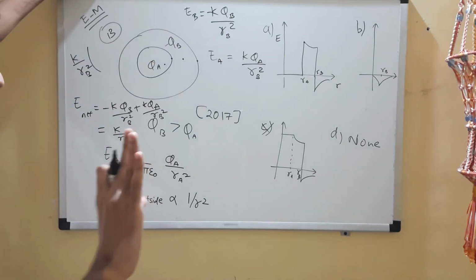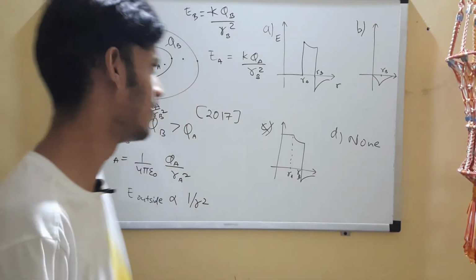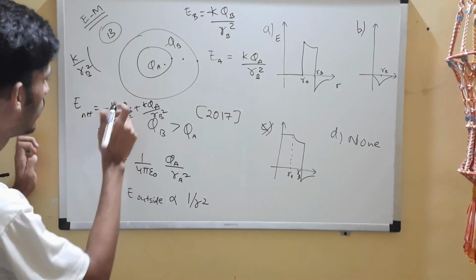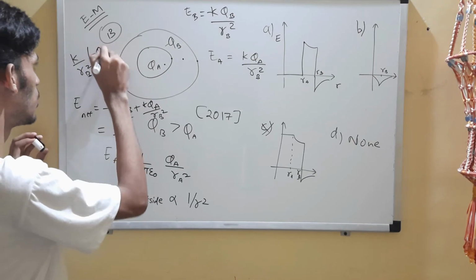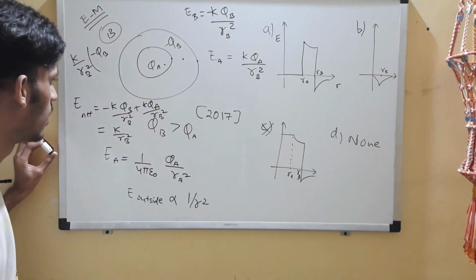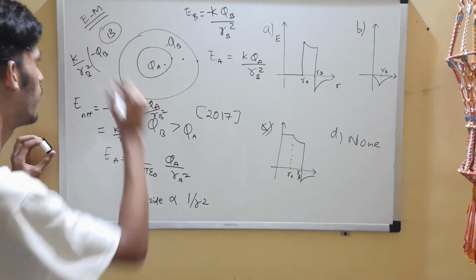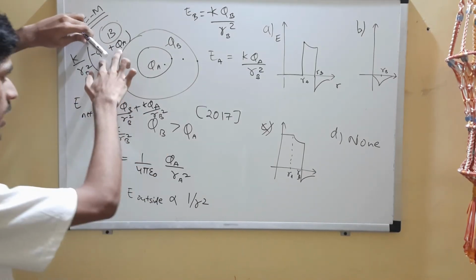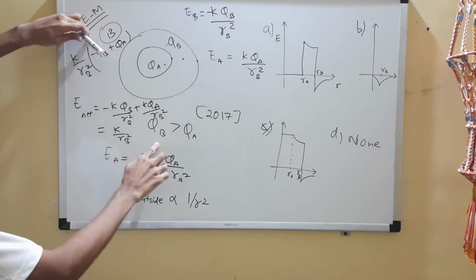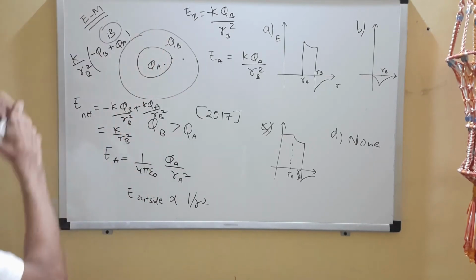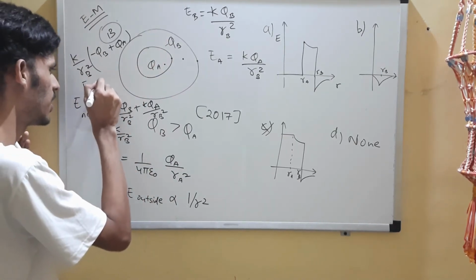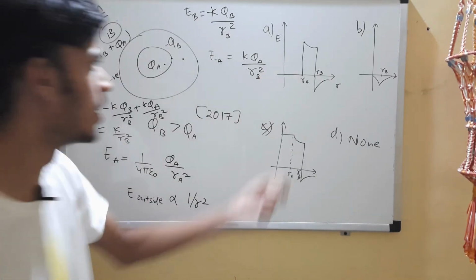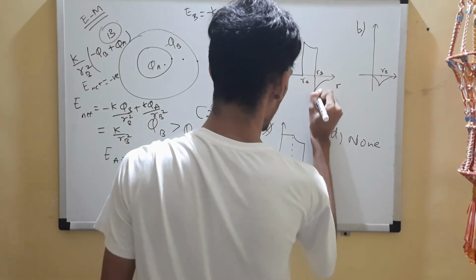Okay, this might seem tedious, but trust me, it is very easy. So k by RB squared is common, and here we are left with minus QB, and there we have plus QA. Now you can see that QB is bigger than QA, so this value will be something negative. So E net over here at RB is something negative.